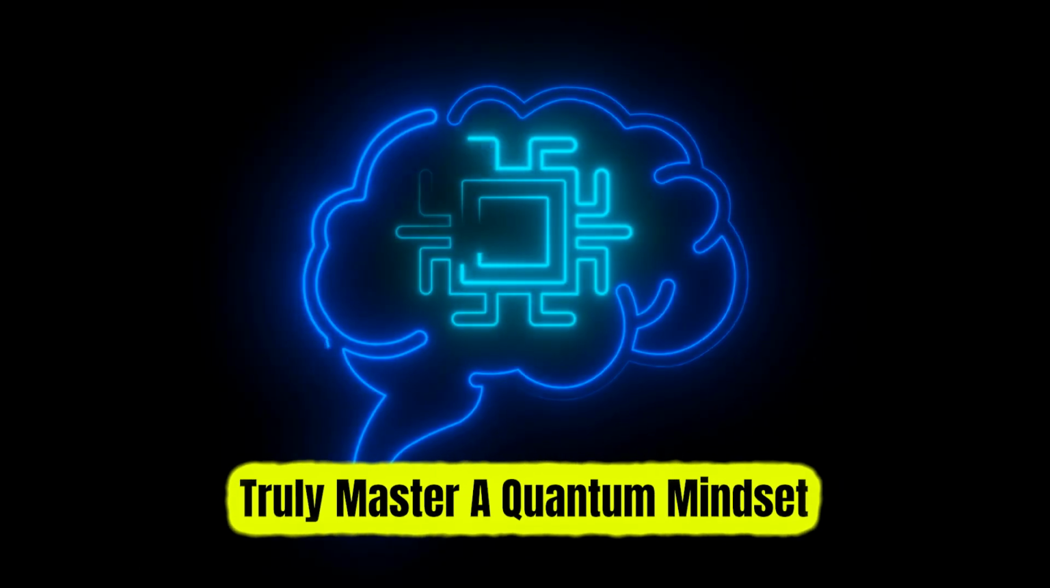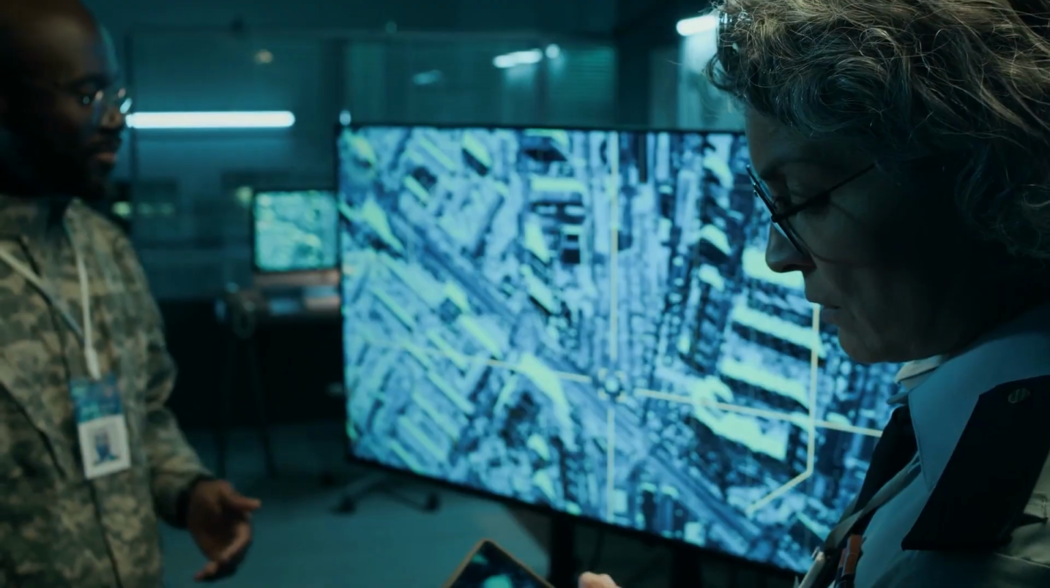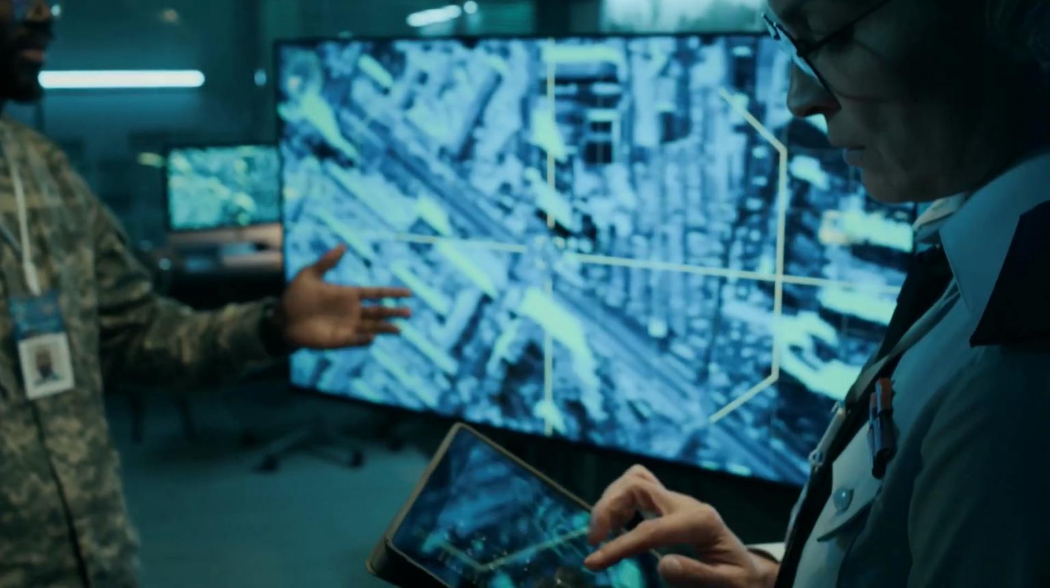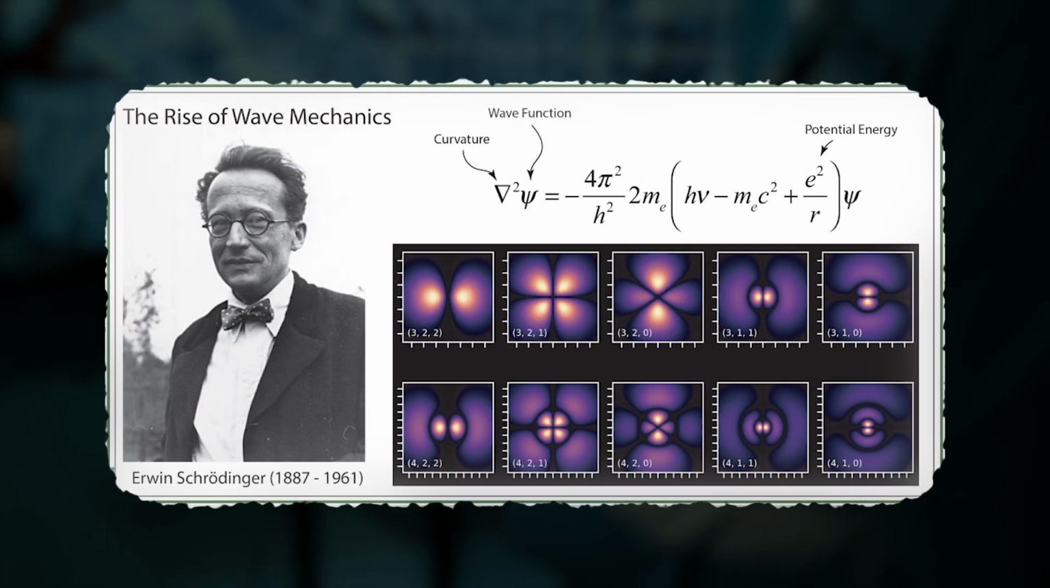To truly master a quantum mindset, we have to move beyond metaphors and look at the actual mechanics of how the universe processes information. For an engineer or a strategist, this means transitioning from the clockwork universe of Isaac Newton to the wave function universe of Erwin Schrödinger.